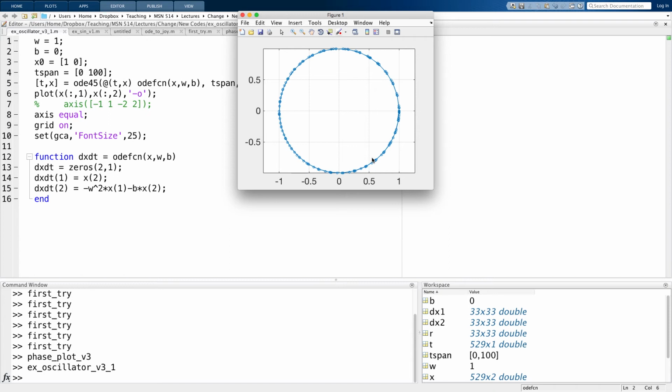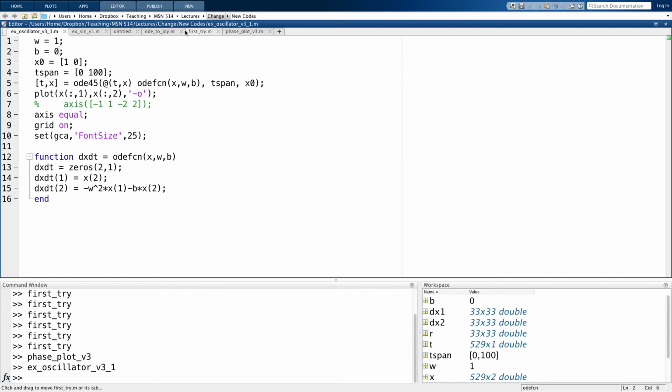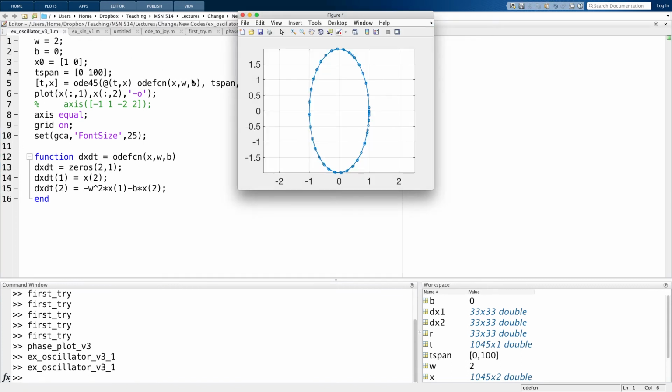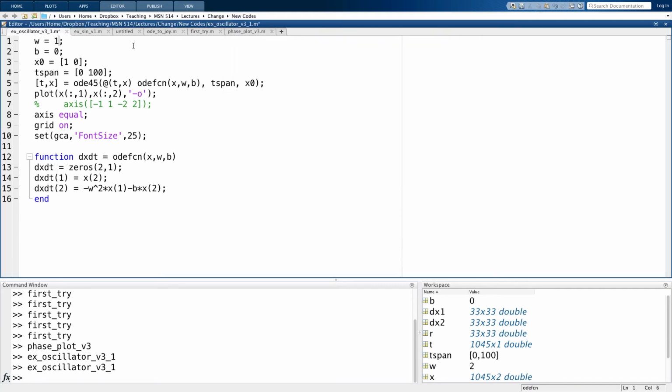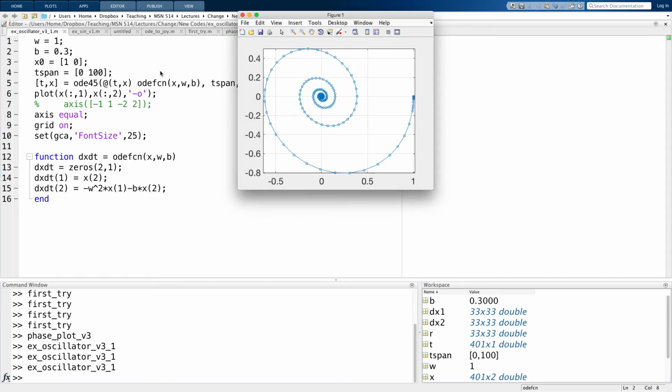X and V are in this case symmetric, but if I change omega to 2, then you will get an ellipse. Because they are two different things. This is position, this is velocity, right? What do you expect to get? Let me put it 1 and let's get 0.3. What do you expect to get? Spiral in, right? Do you see? It's beautiful.